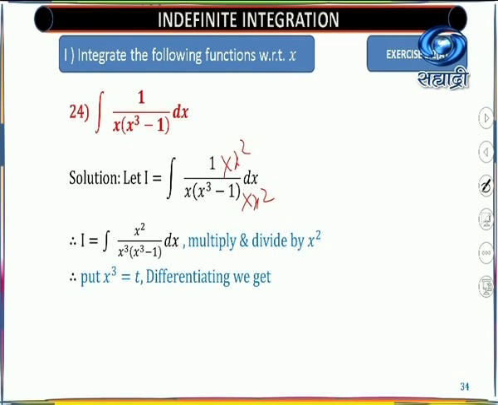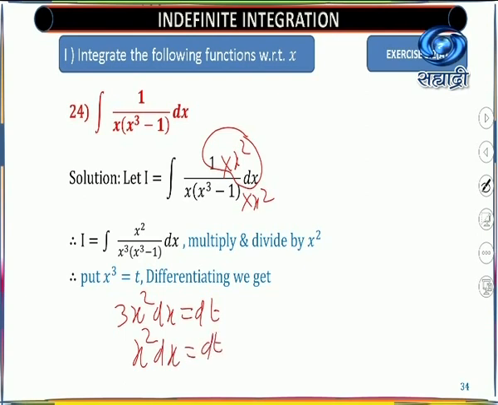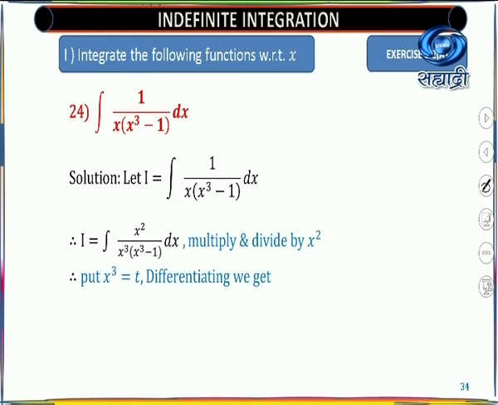So differentiating, what will you get? You will get 3x square dx equal to dt. Now this is only an adjustment to get the dt properly, but 3 is not there. So we'll write this as x square dx equal to dt upon 3. This is a constant, so you are able to adjust it anywhere. So we'll start with that: you will get 3x square dx equal to dt, so x square dx equal to dt upon 3.